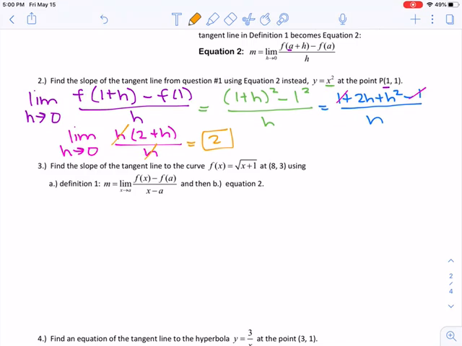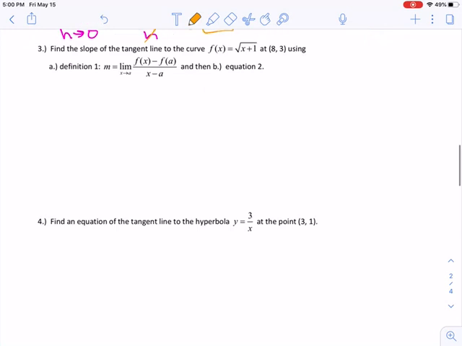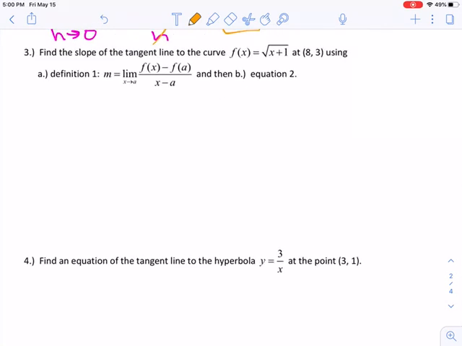Let's do the same thing for question 3. Let's take a look at finding the slope of the tangent when x approaches a and when h approaches 0. If I start off with my first definition here, we want to find the limit as x approaches 8, because that's my x coordinate. So my slope is going to be equal to the limit as x approaches 8 of f of x, the square root of x plus 1, minus f of a, the square root of 8 plus 1, all over x minus a, so x minus 8.